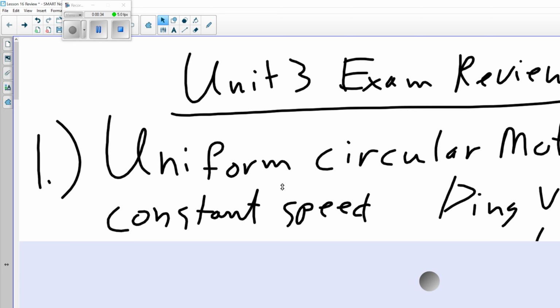Accelerating, right. In order for something to move in a circle, it has to be accelerating where? Towards the center. Centripetal acceleration. Okay, there are some multiple choice questions about the principles of uniform circular motion on the unit exam.